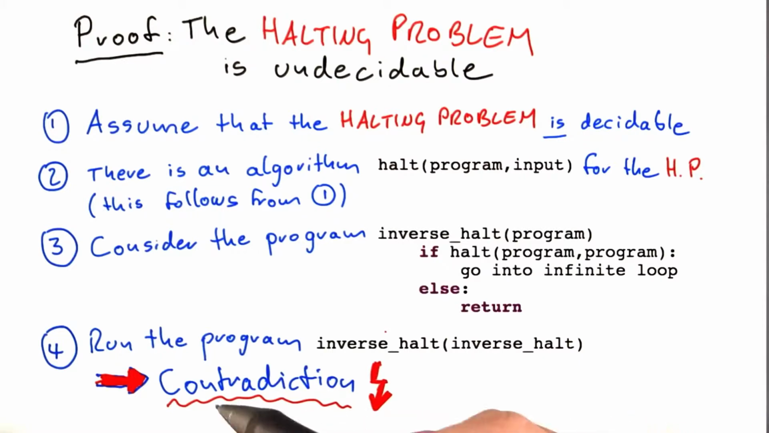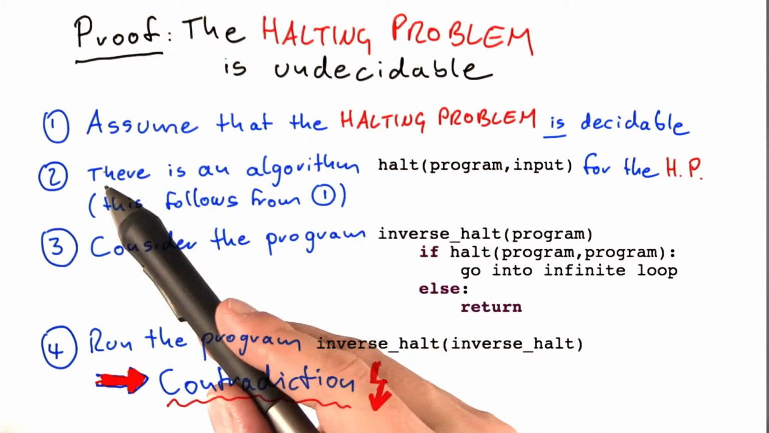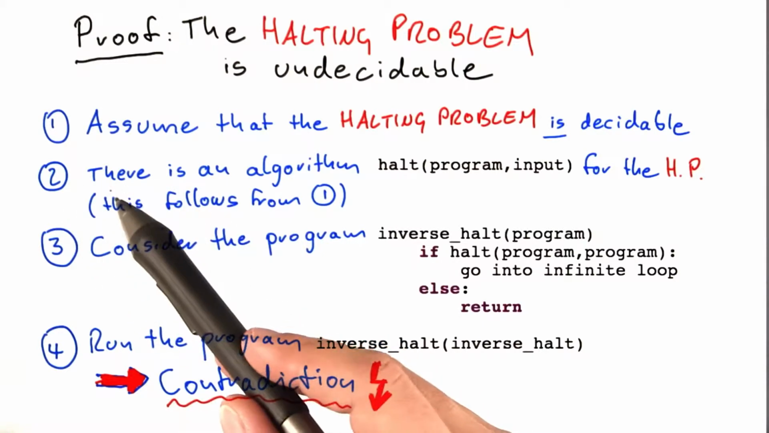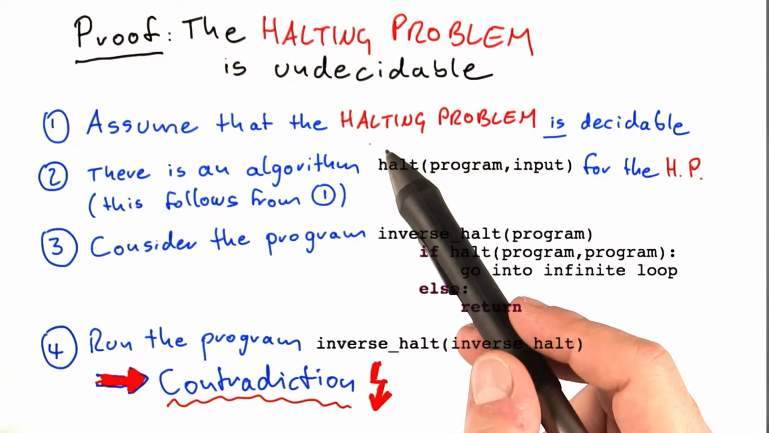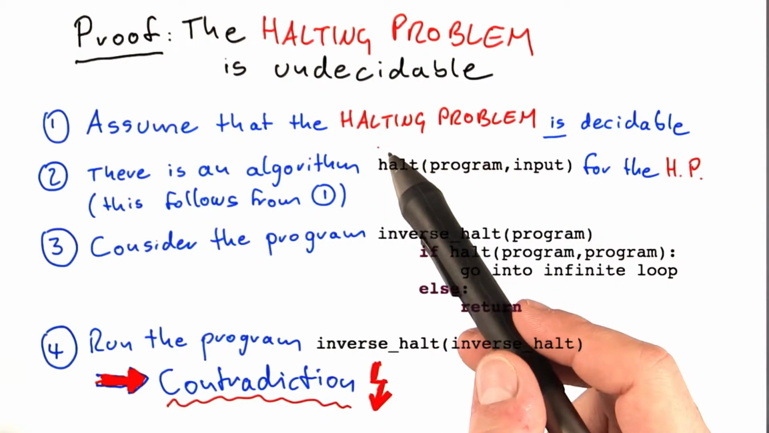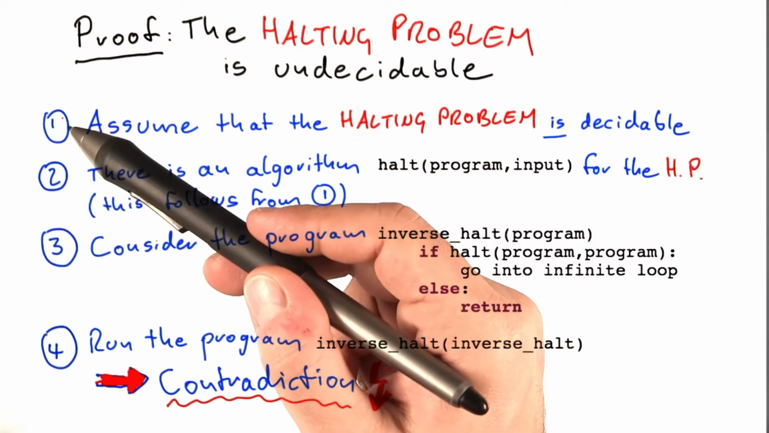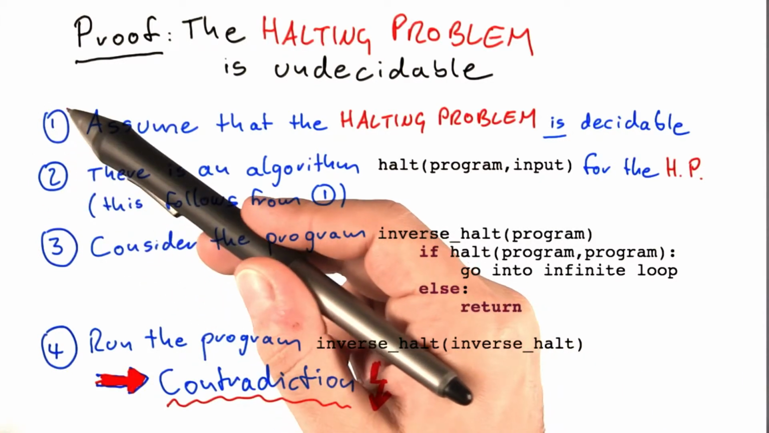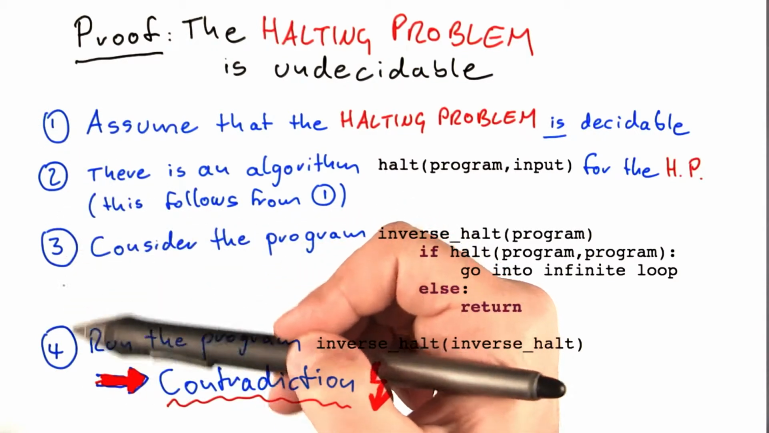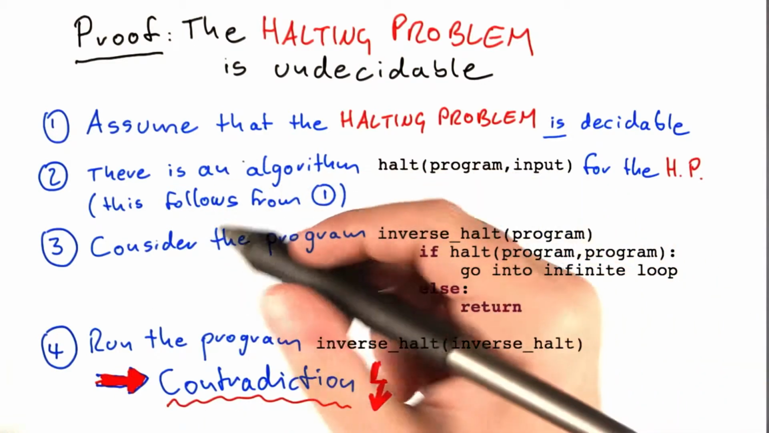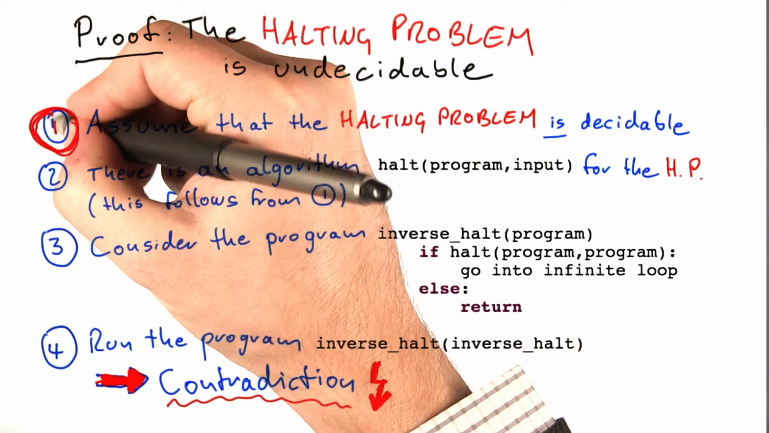So this contradiction here cannot be due to step 4. It can also not be due to step 3. What about step 2? Well, that there is an algorithm hold for the halting problem was a direct conclusion of assumption number 1. So there also cannot be something wrong with number 2 unless, of course, number 1 in itself was wrong. And since we checked 2, 3, and 4, and there must be some sort of error in the proof, the only place where this error can be is here in step number 1.